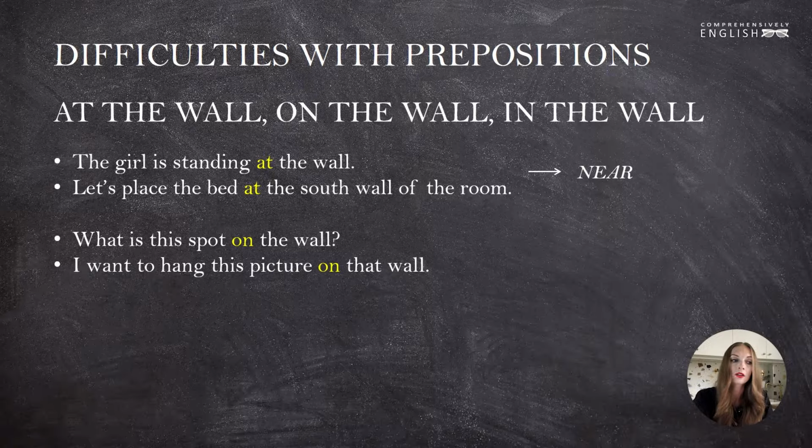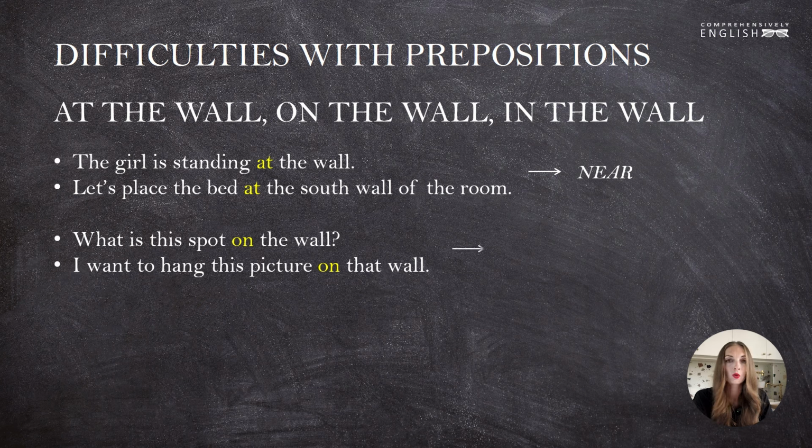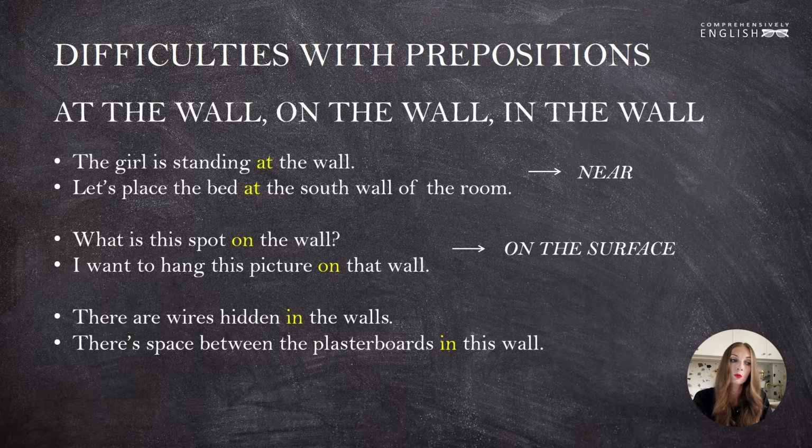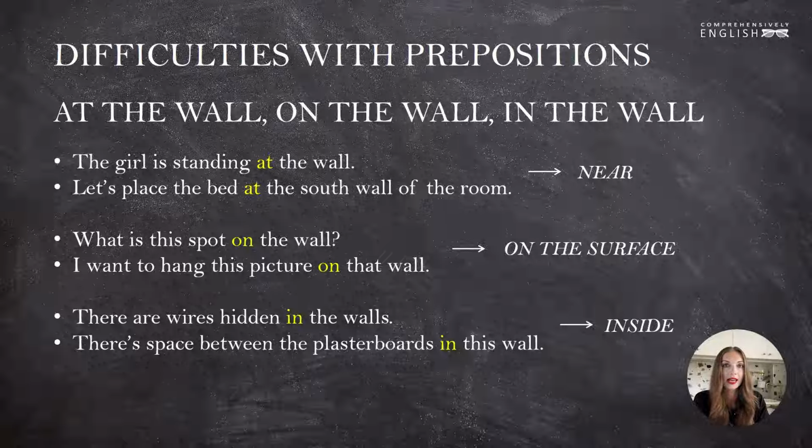What is this spot on the wall? I want to hang this picture on that wall. Here we speak about surfaces. On is used, it's precise, it's on the surface of the wall. There are wires hidden in the walls. There is space between the plasterboards in the wall. In means literally inside. And yes, you can say inside the wall if you want to stress that. Inner space of the wall. Inside just adds more emphasis, remember that.